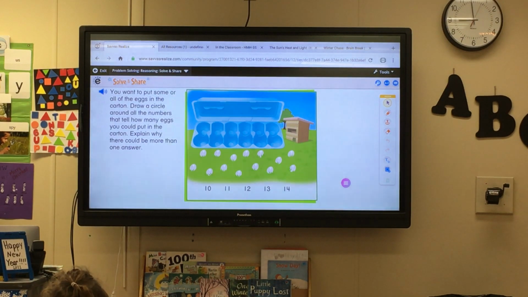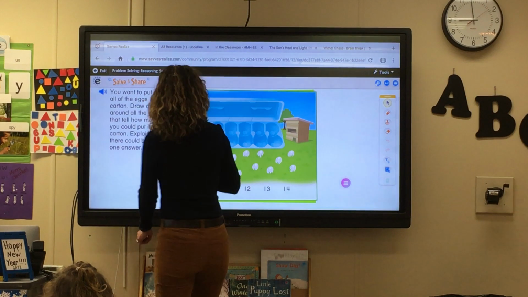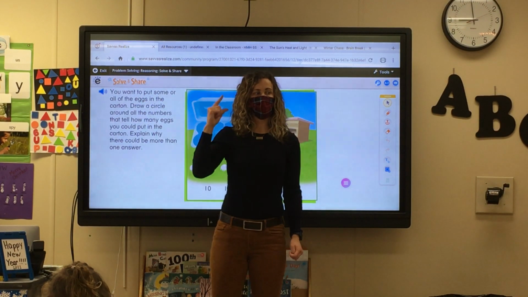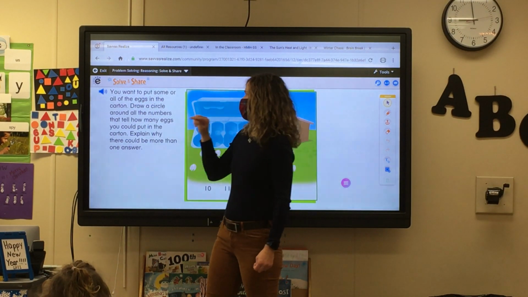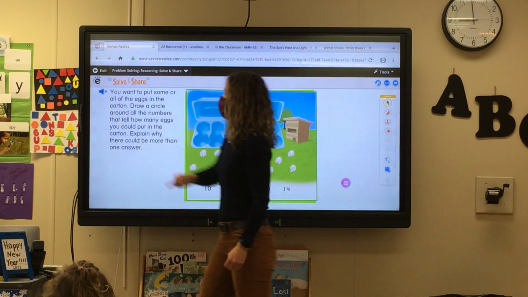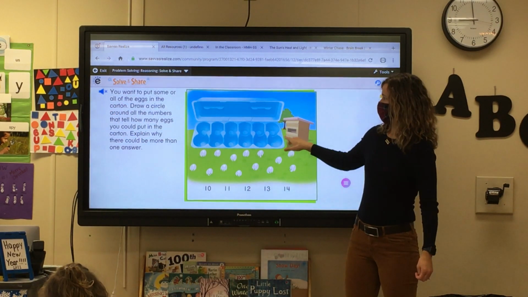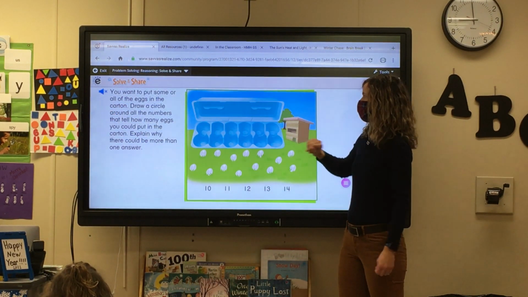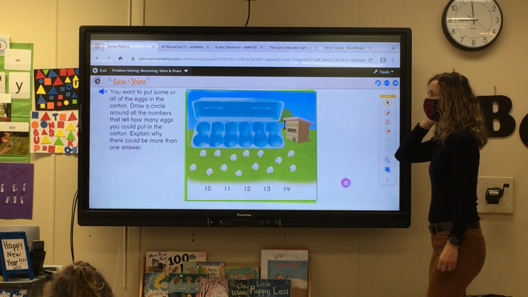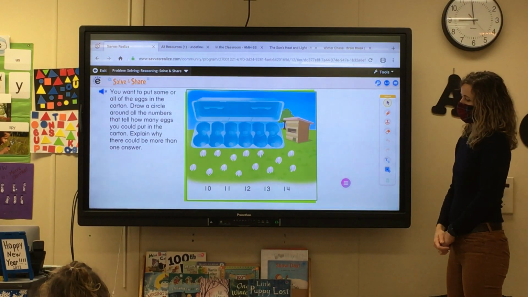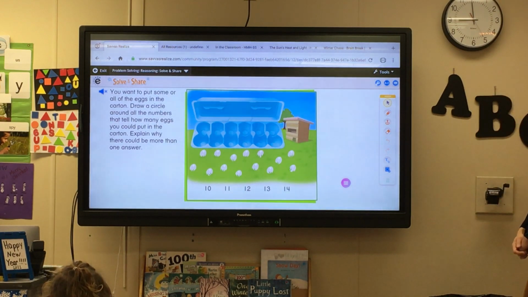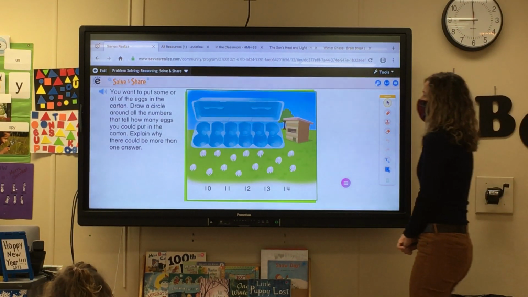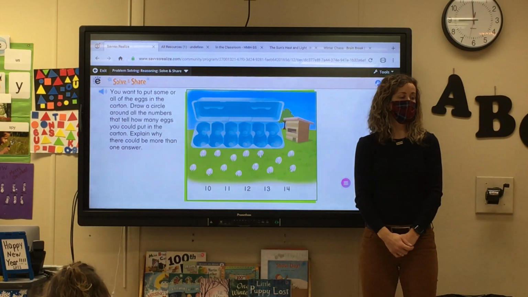All right. Okay, so listen up to the question here and see if you can figure it out just from hearing it the first time, and I'll make sure I read it again, okay? So listen up. You want to put some or all of the eggs in the carton. See the card? Draw a circle around all the numbers that tell how many eggs you could put in the carton. Explain why there could be more than one answer. Okay. So how many eggs could we put into this carton?